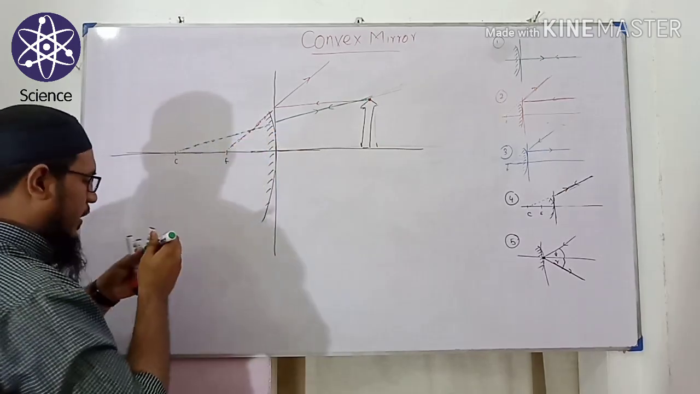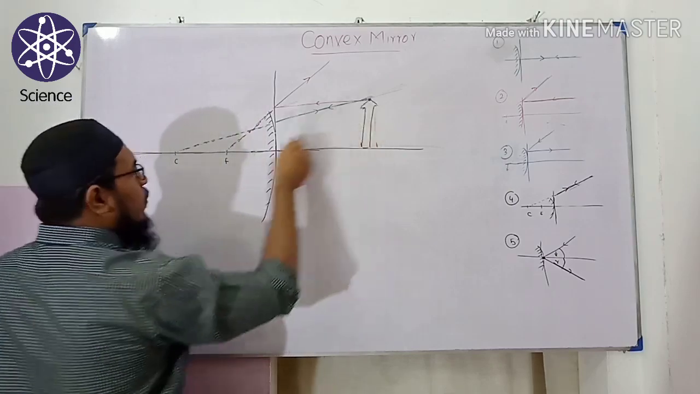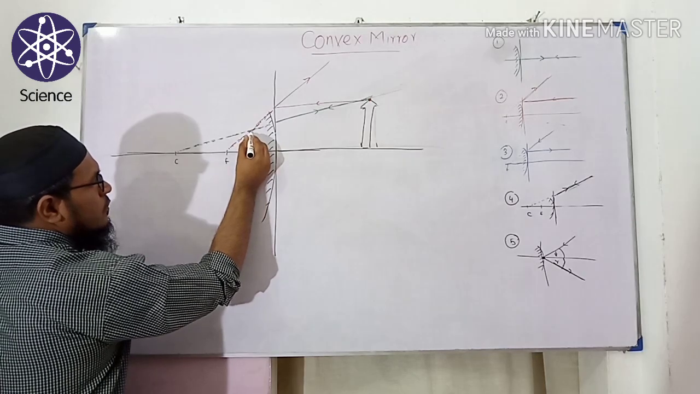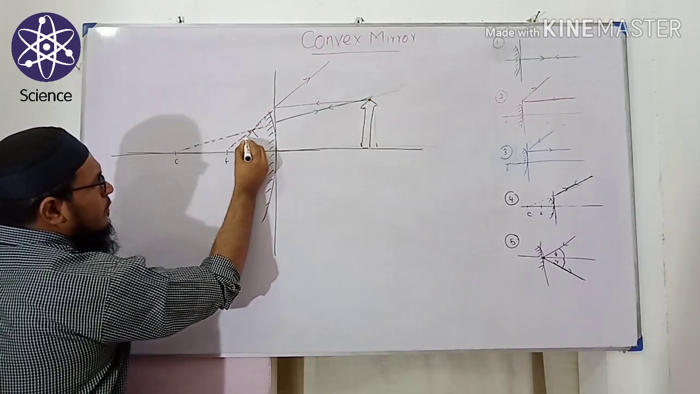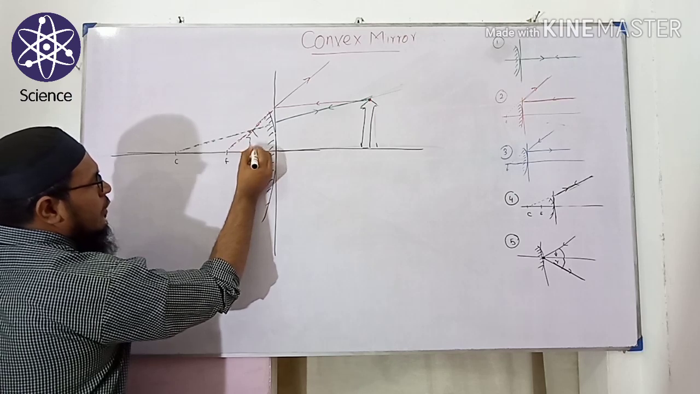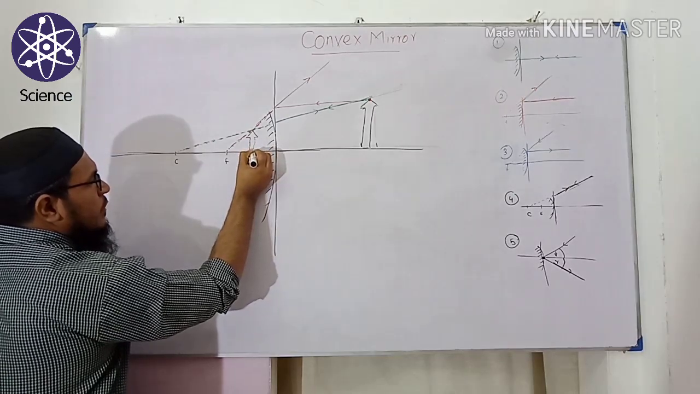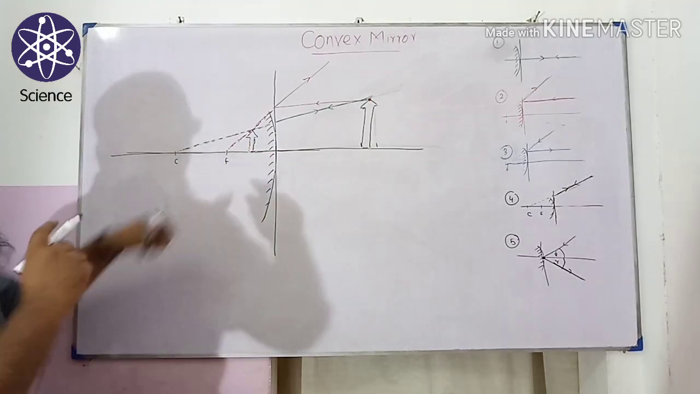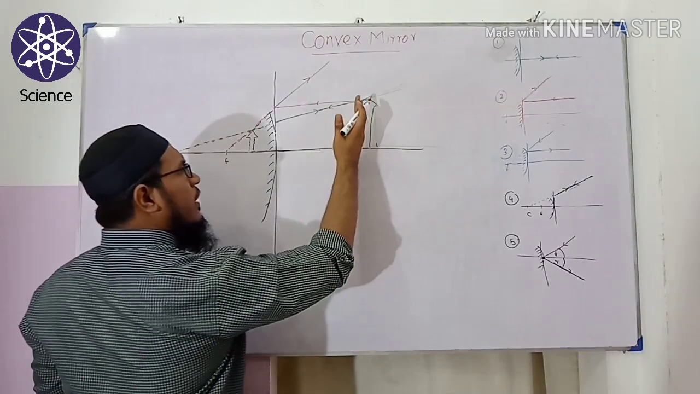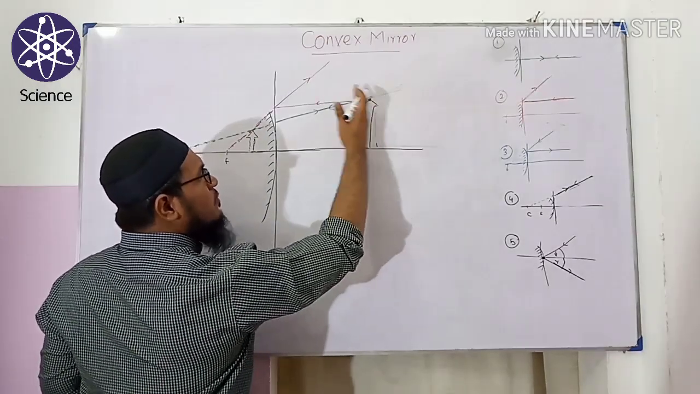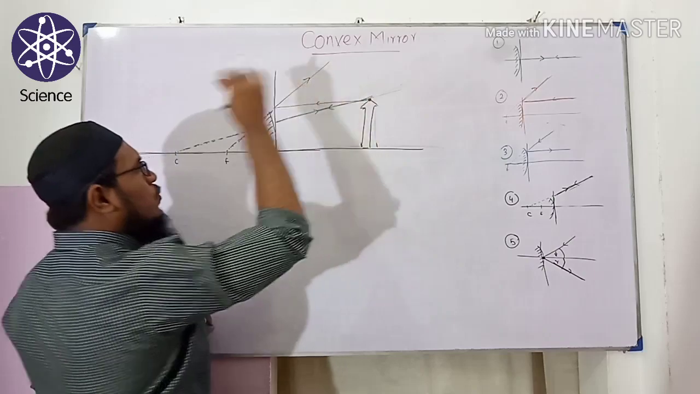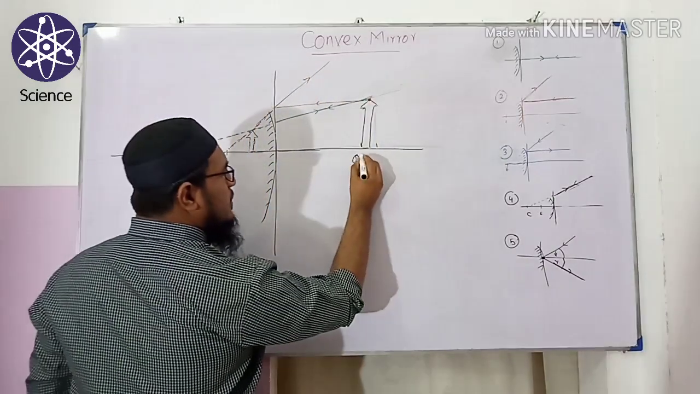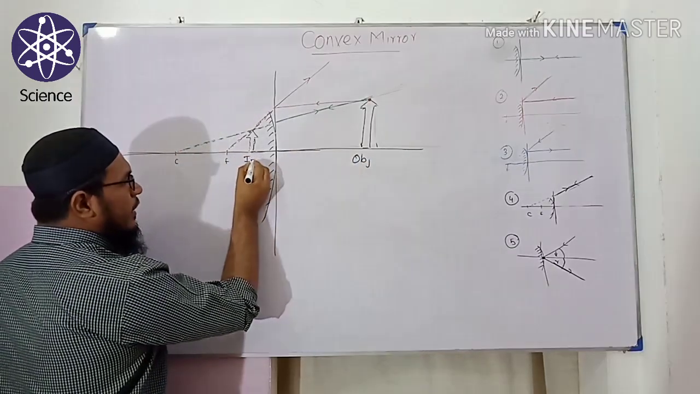So this is the point. Therefore, the tip of the arrow will be shown here. So I am drawing a dotted image. Why am I drawing a dotted image? Because this image is not a real image. This image is a virtual image. Therefore, whenever you change the object distance or object size, you will get this kind of image. So this is the object, this is the image.